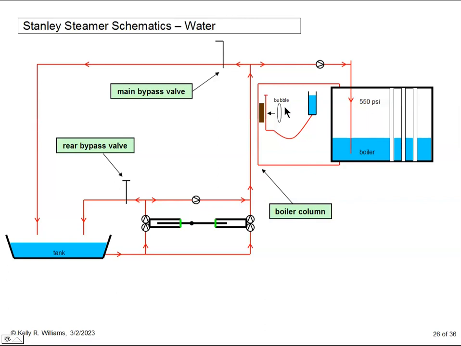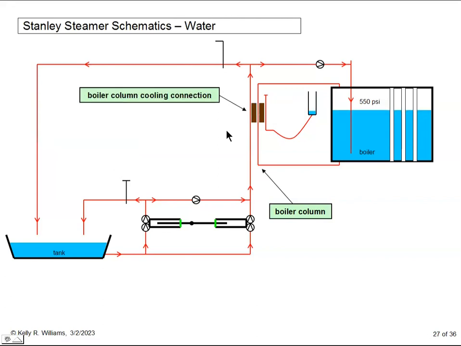To shorten this response time, the Stanleys added a welded connection to the water delivery line, which has cool water from the tank continuously moving through it. You can see that this will be true whether water is being forced into the boiler or being bypassed to the tank. The cool water quickly drops the temperature of the water-filled boiler column below 212, and the bubble condenses completely.